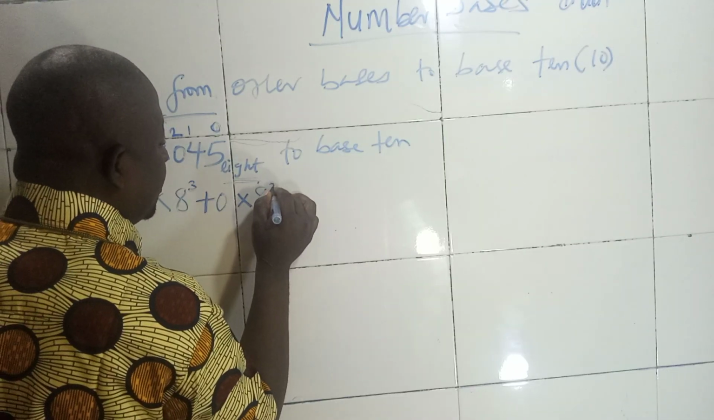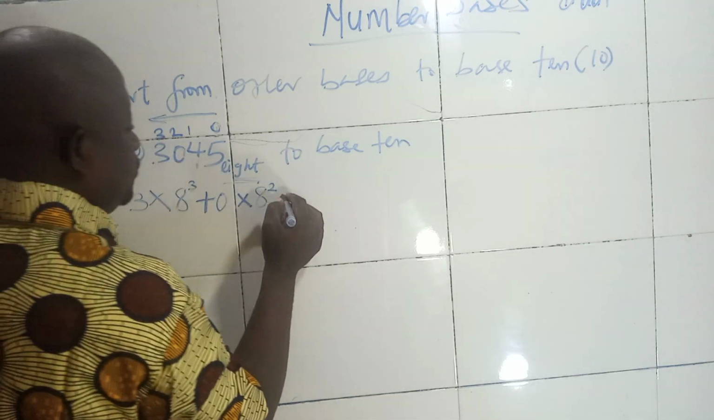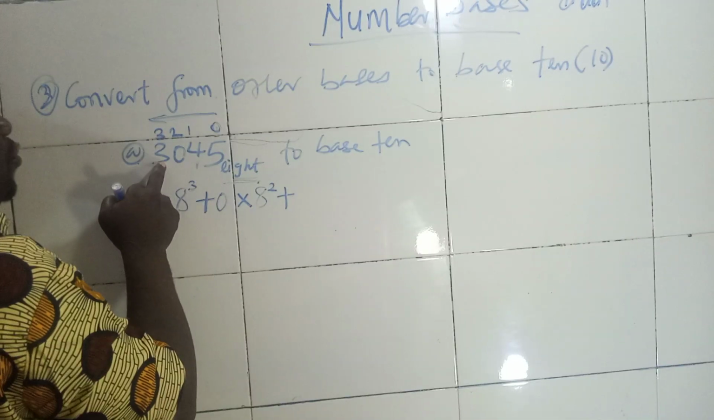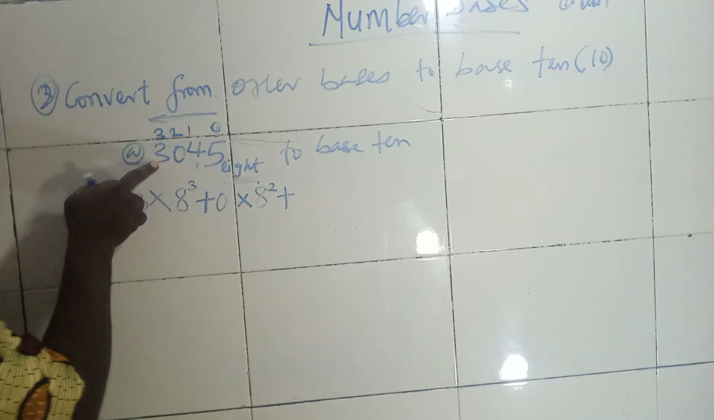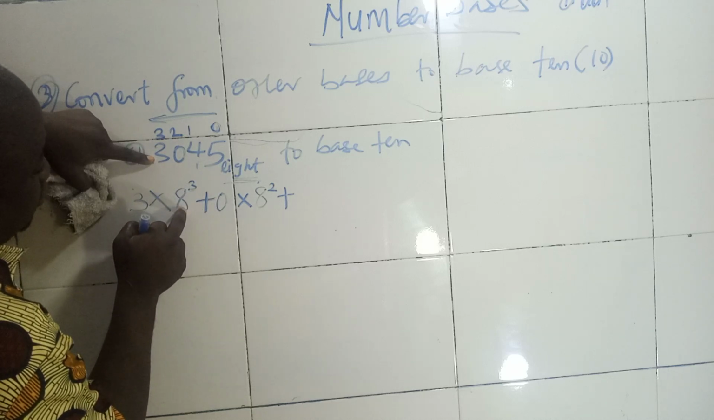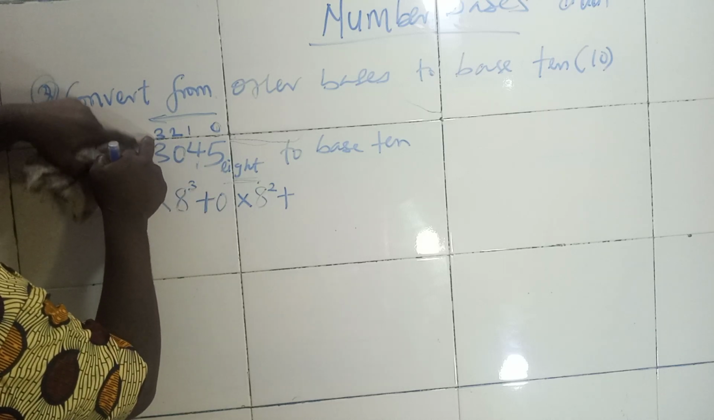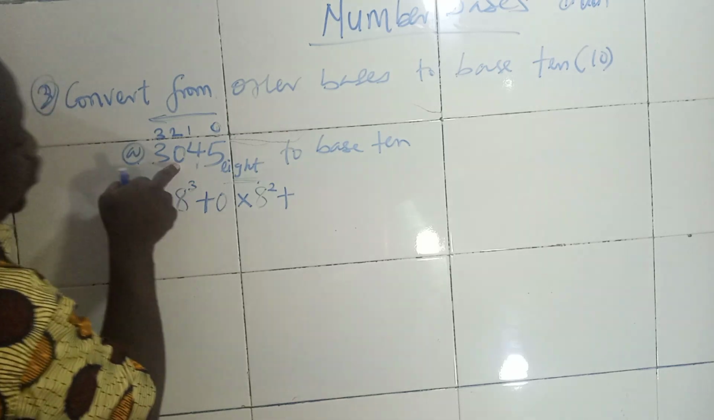8 raised to power 0. Then you now have 4 plus, as you are doing the operation, you'll be adding it. Now I've done for 3. 3 times 8, which is the subscript, raised to the power, that is the number on top of 3, that will be the power. Then you go to the next one, which is 0.